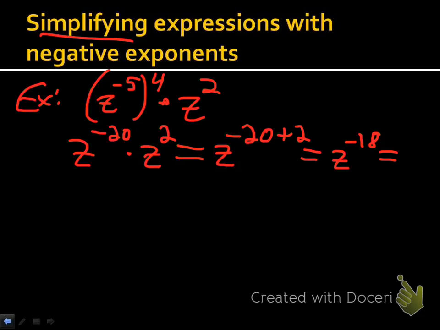Now your book is probably going to want you to have it end up in this 1 over form, and then I would tend to agree. It should be 1 over z to the 18. That's the simplified version of that thing. Okay?